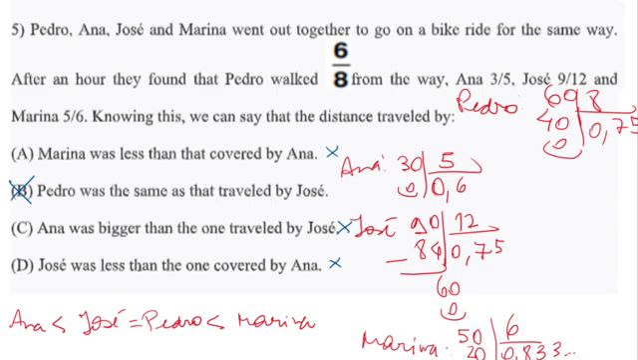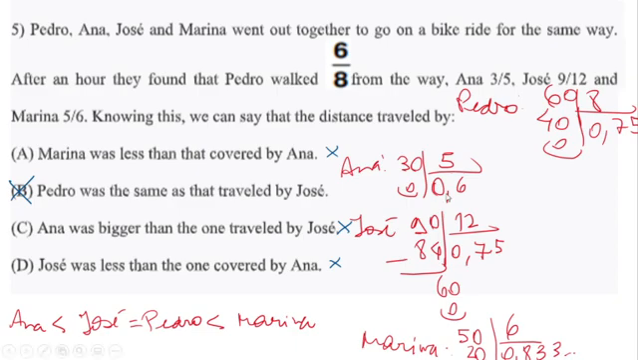The next one: Pedro, Ana, José, and Maria went out together on a bike ride along the same way. After an hour, they found that Pedro walked 6 over 8 of the way, Ana 3 over 5, José 9 over 12, and Marina 5 over 6. So knowing this, what can we say? So again, we need to compare the fractions.